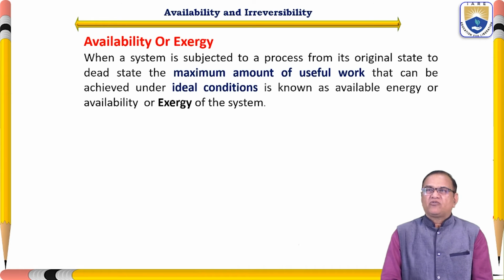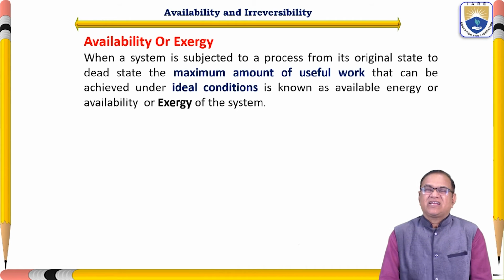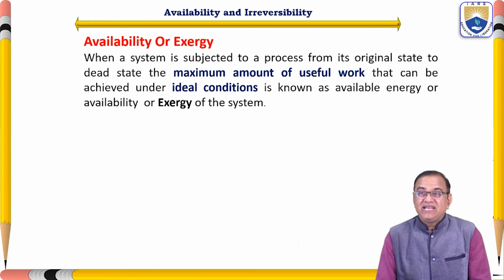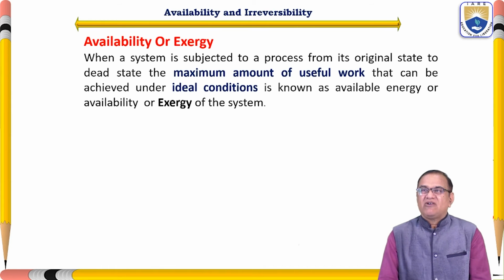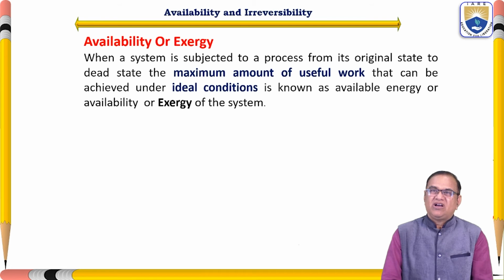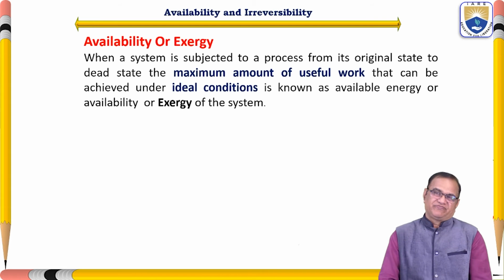When a system is subjected to a process from its original state to the dead state, the maximum amount of useful work that can be achieved under ideal conditions is known as available energy, or availability, or exergy of the system.